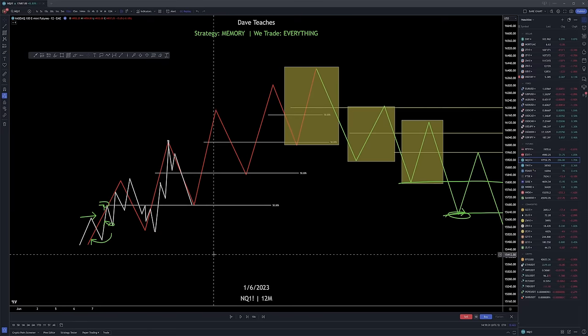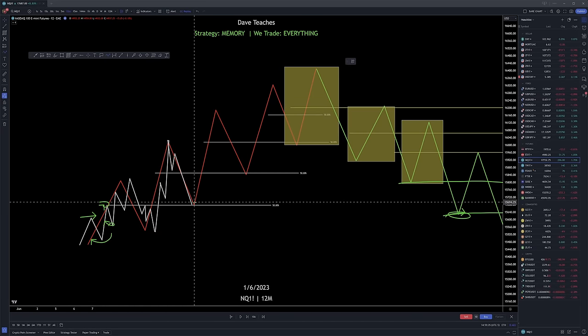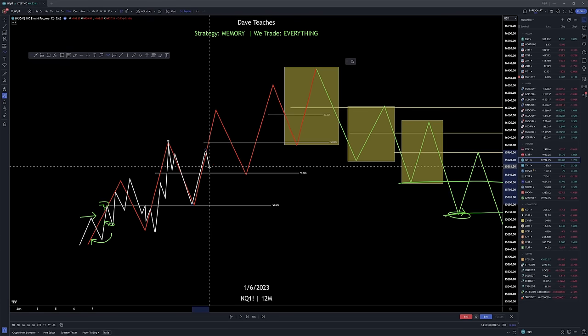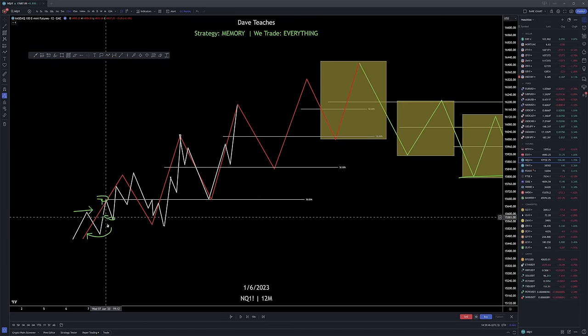So we see we put in this low. And after putting in that low, we go straight up. Like I said, we get a little rejection there. And then put in another high. Right up above there. Like that.